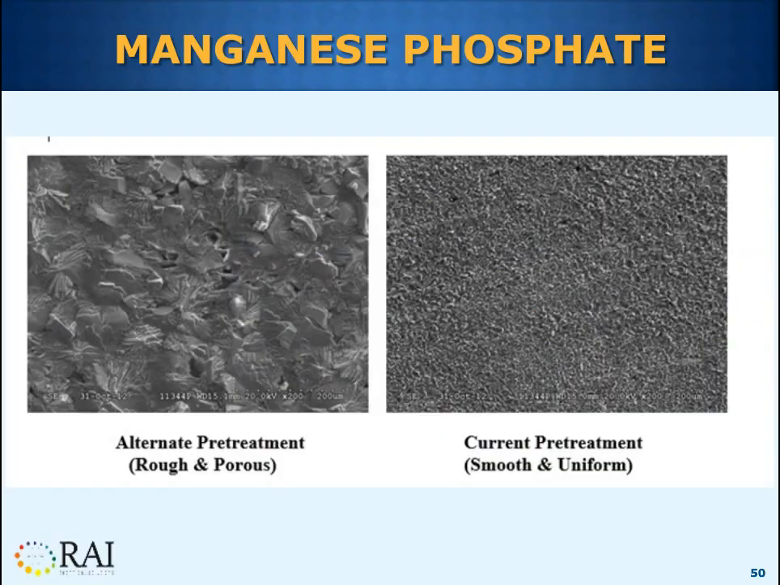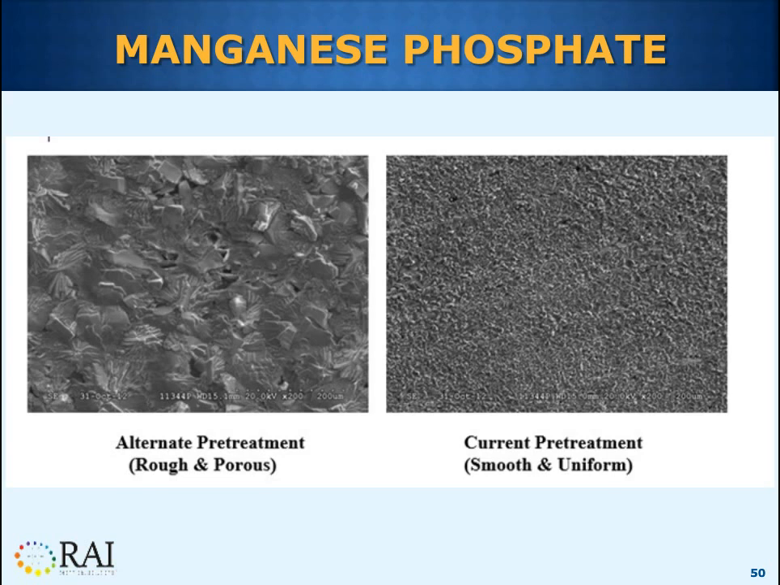This slide shows a 200x magnification SEM micrograph of the surface of the original pretreatment, shown on the right of the slide, versus the one the air conditioner manufacturer switched to, on the left. So the new pretreatment, the alternate pretreatment, is shown on the left. The original or current pretreatment is shown on the right.